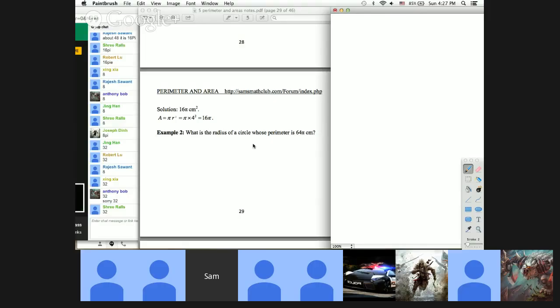Right. So if it said area, you guys would be correct up here. It'd be 8. But it's perimeter, and we know that perimeter is 2 pi r. So that equals 64 pi.